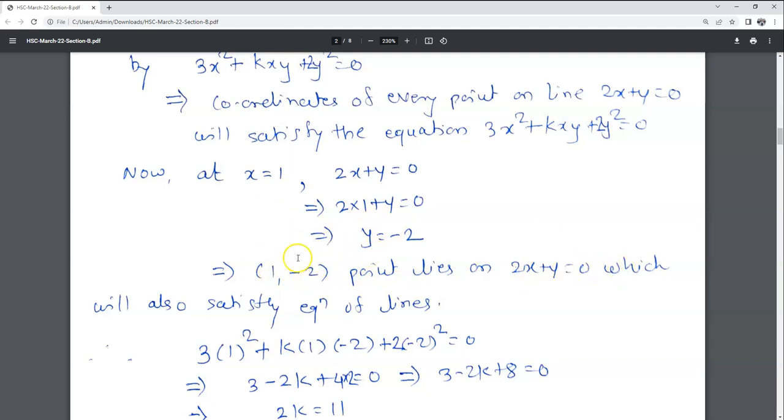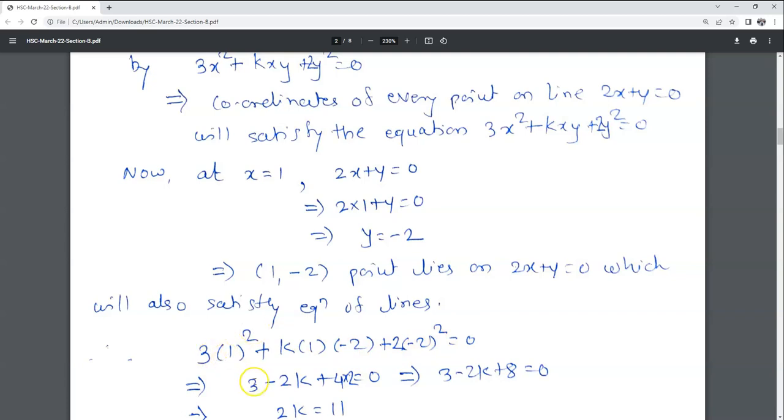That means this point will also satisfy this equation 3x square plus kxy plus 2y square is equal to 0. Then we just need to put the value of x is equal to 1, y is equal to minus 2 and see what it gives. 3 into x square, that is 1 square, plus k into x into y, so x is 1, y is minus 2, plus 2 y square, that is minus 2 square.